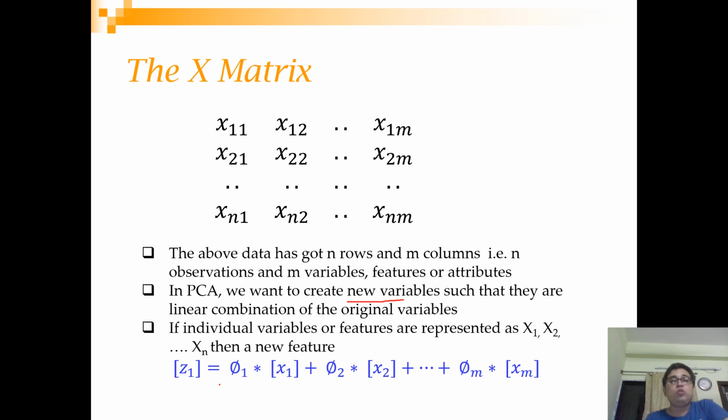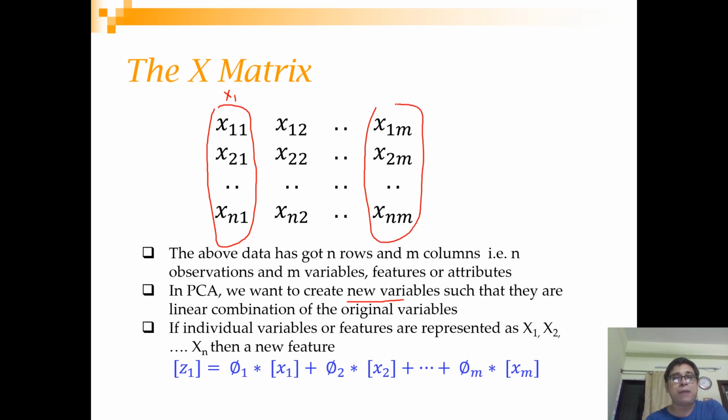We'll understand this in more detail pictorially very soon. And how should be the form of these new variables? I can represent this as a vector, and I can call this x1. And this vector I can call xm.